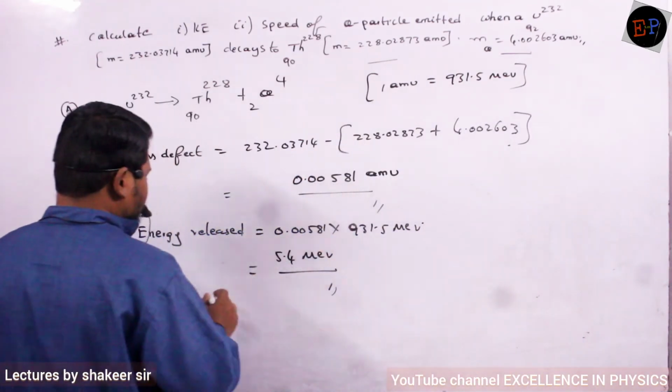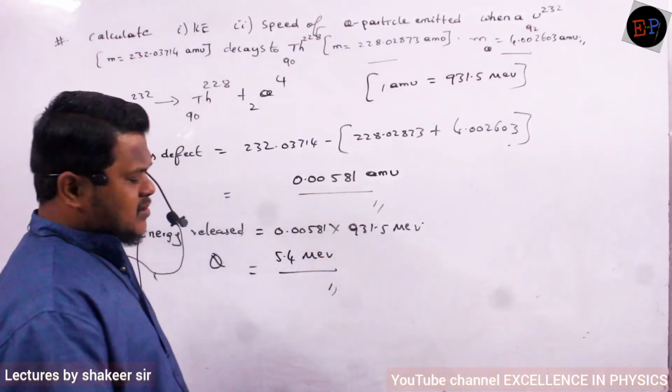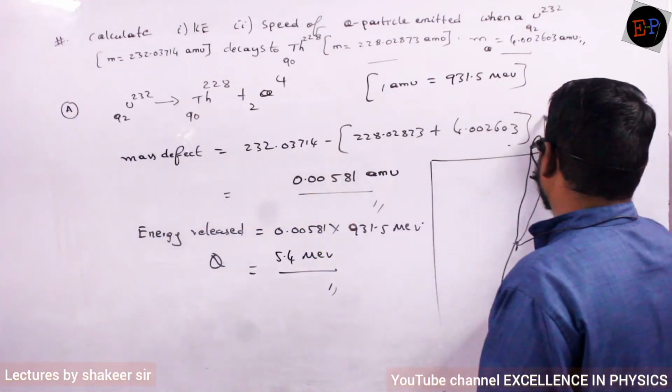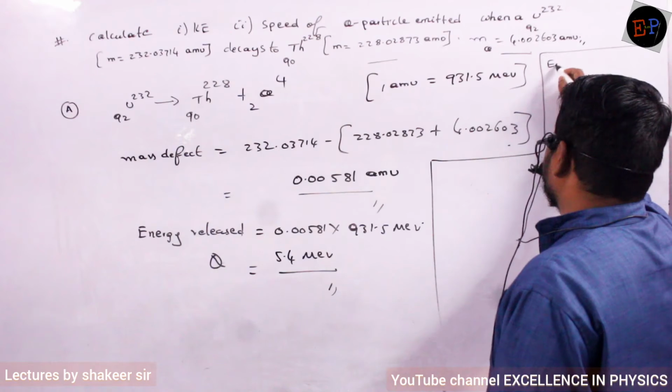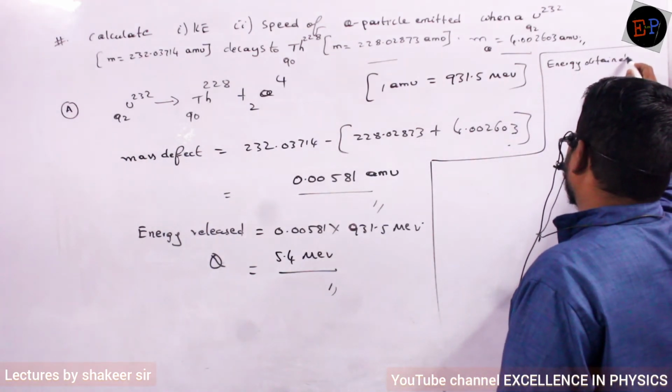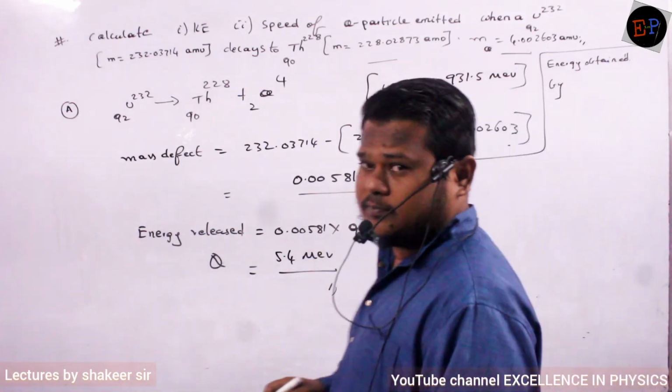So if I consider the total energy to be Q, then what is the energy obtained by the alpha particle? I can write it like this. So the energy obtained by the alpha particle.